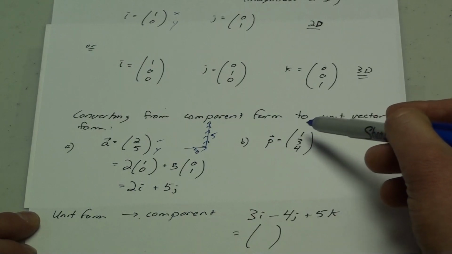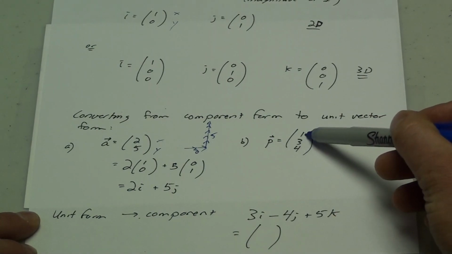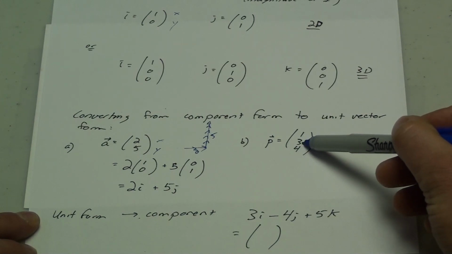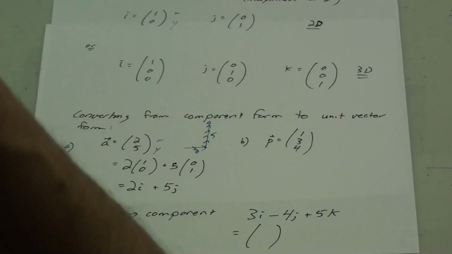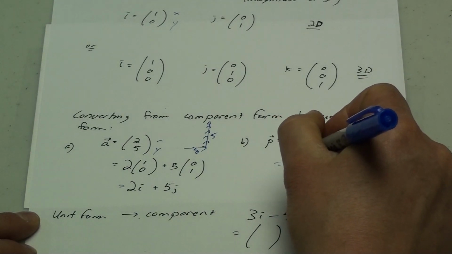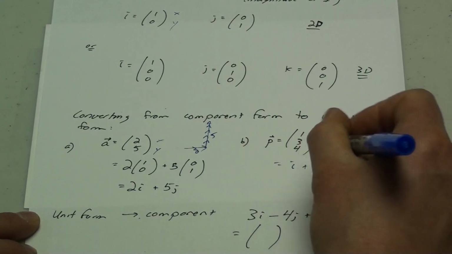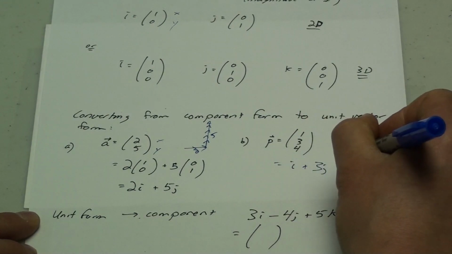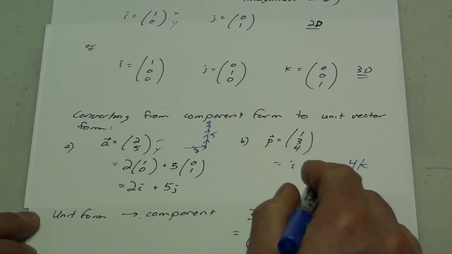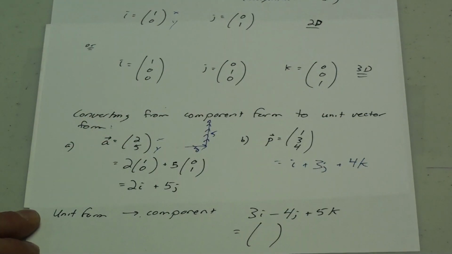If I take the vector p, which is 1, 3, and 4, 1 being my x movement, 3 being my y movement, 4 being my z movement, okay, if I want to put it into unit vector form, that is going i plus 3j plus 4k, where i, j, and k are your unit vectors in 3 dimensions.